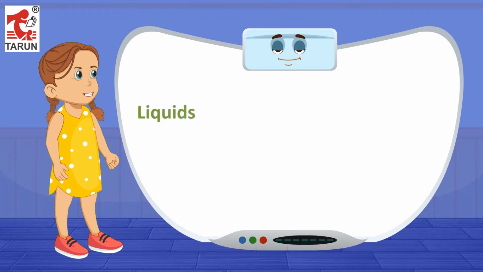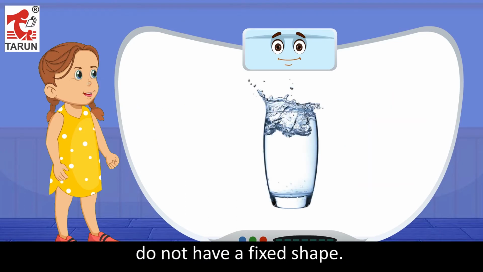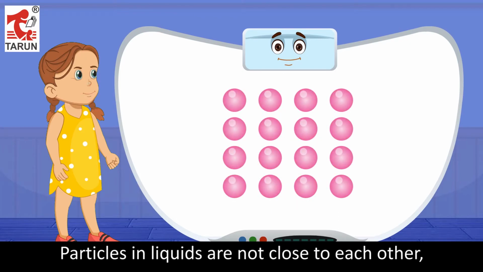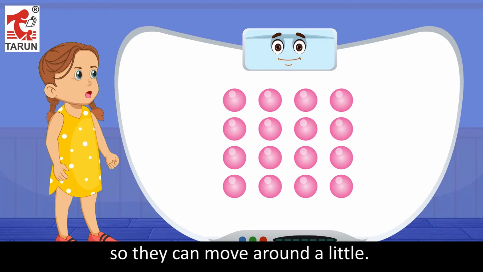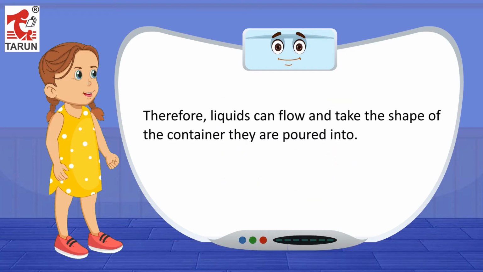Liquids. Liquids have a fixed volume but they do not have a fixed shape. Particles in liquids are not close to each other, so they can move around a little. Therefore, liquids can flow and take the shape of the container they are poured into.